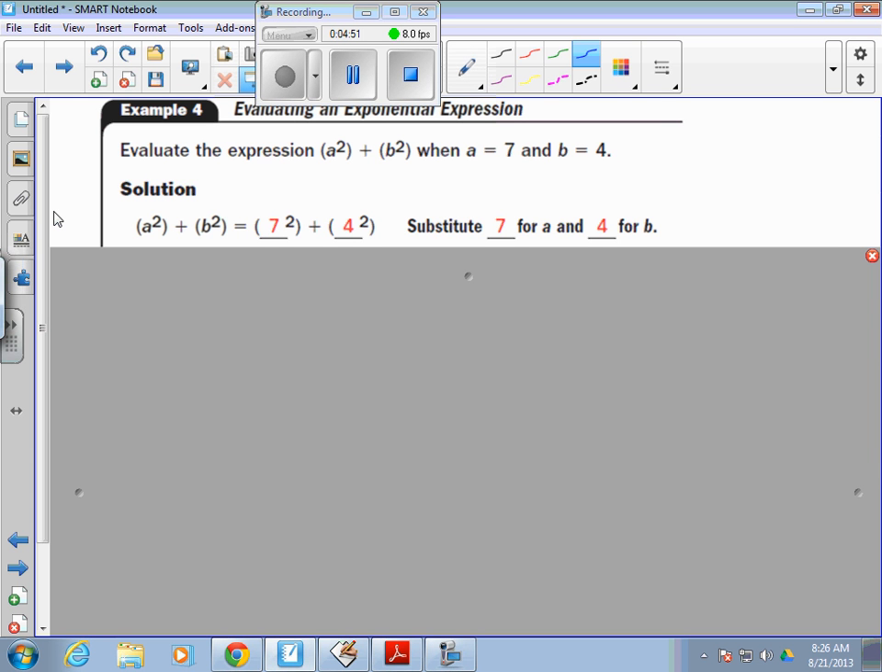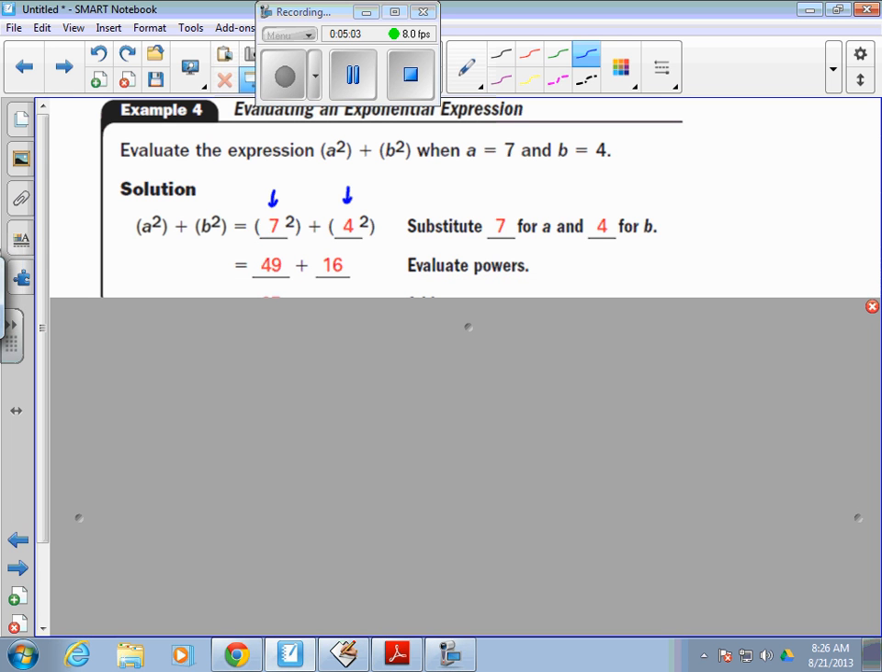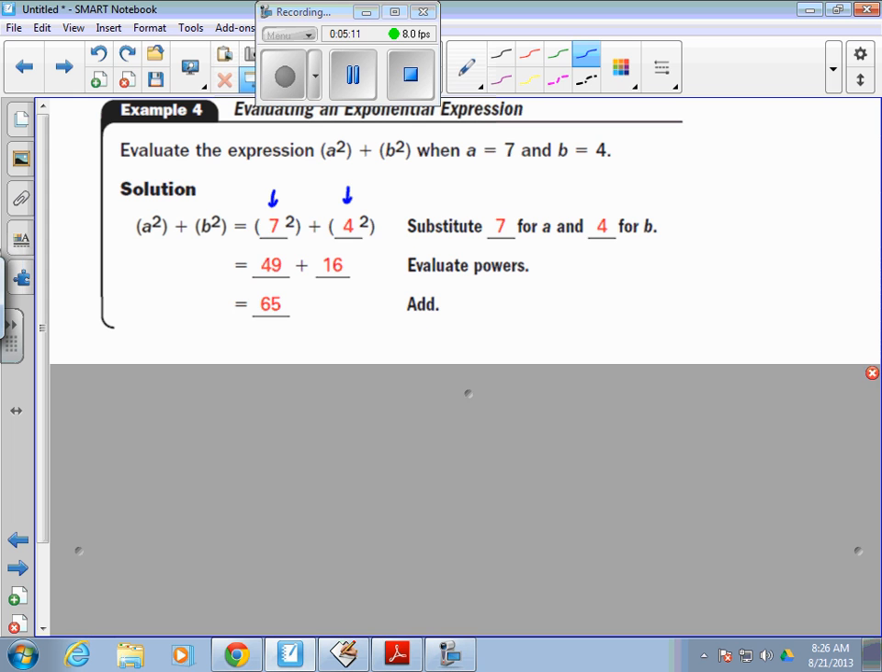Example 4 says evaluate the expression a squared plus b squared when a equals 7 and b equals 4. In place of a, plug in 7. In place of b, you plug in 4. So 7 squared plus 4 squared. That means 7 times itself 2 times, which is 7 times 7 is 49, and 4 times itself 2 times, which is 16. 49 plus 16 gives you the number 65 when you add them.